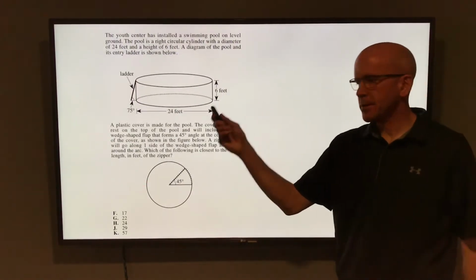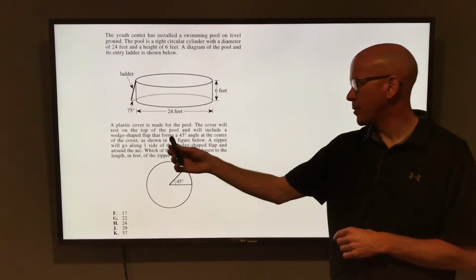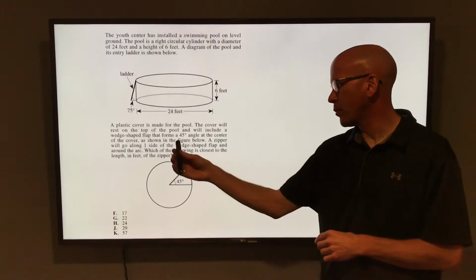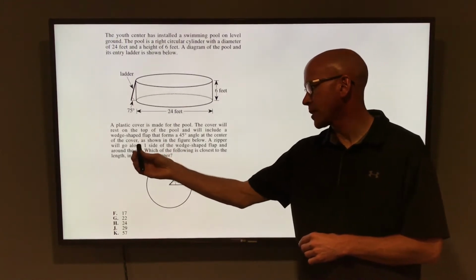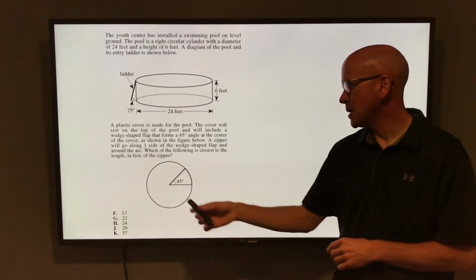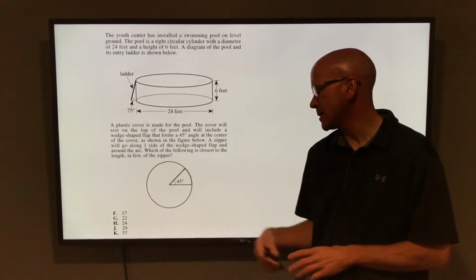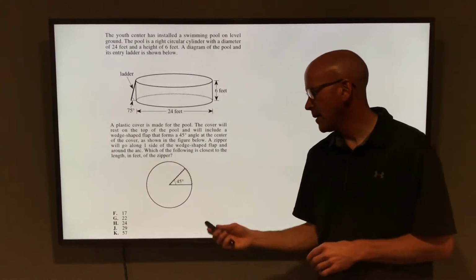Same setup, different question. A plastic cover is made for the pool. The cover will rest on top of the pool and will include a wedge-shaped flap that forms a 45-degree angle at the center of the cover as shown in the figure below. A zipper will go along one side of the wedge-shaped flap and around the arc. Which of the following is closest to the length in feet of the zipper?